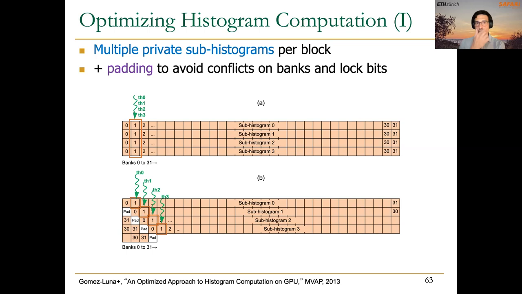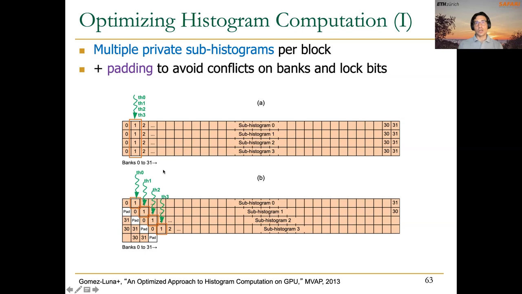Based on that understanding, we were able to propose an optimization to go even farther in the histogram computation. The key idea is to continue using private subhistograms, but instead of using one single private subhistogram per block, we could use multiple private subhistograms per block, depending on the size of the histogram and the available shared memory. For example, we can use four. In that case, if four threads of a warp want to update the same shared memory bin, they update the bin in different subhistograms. For example, thread zero updates here, thread one updates here, thread two updates here, and so on and so forth.